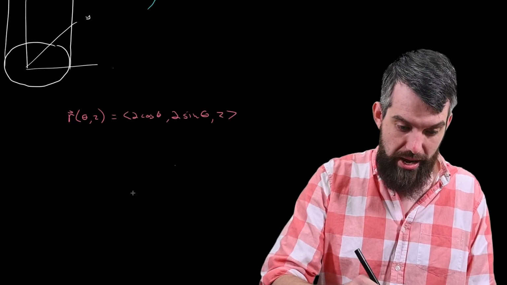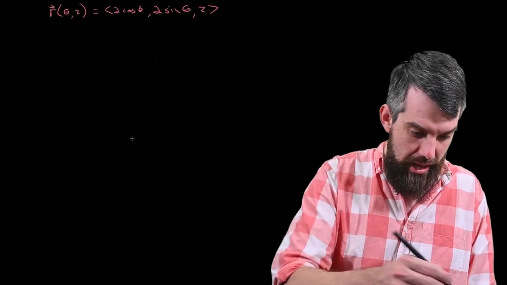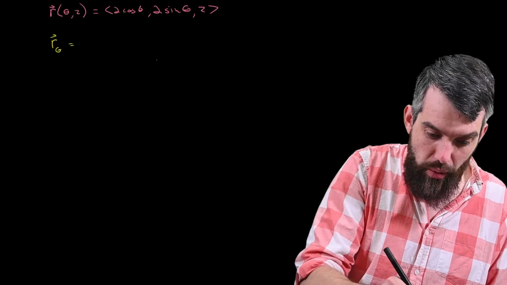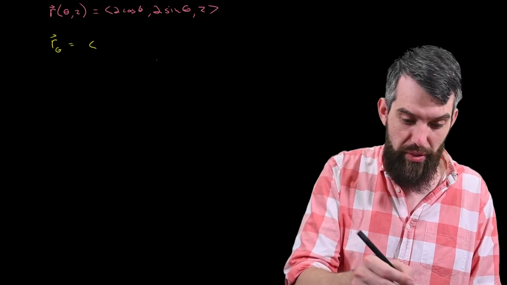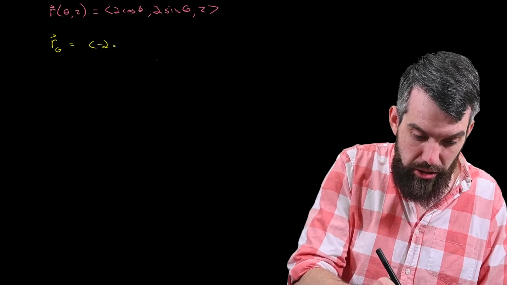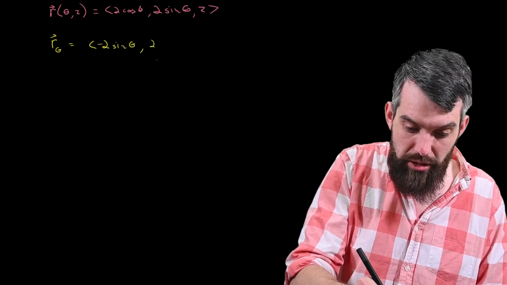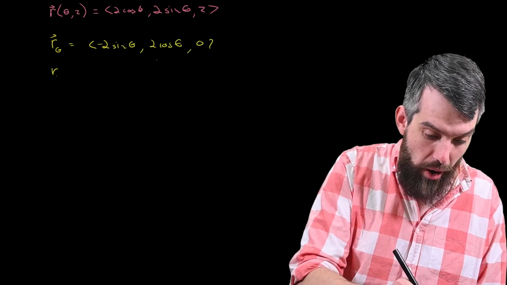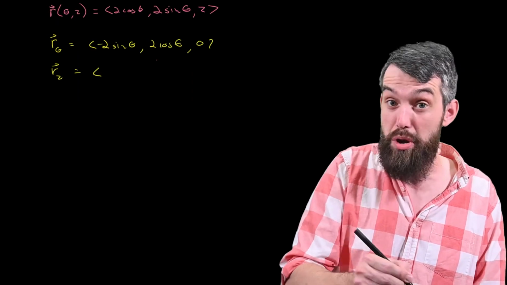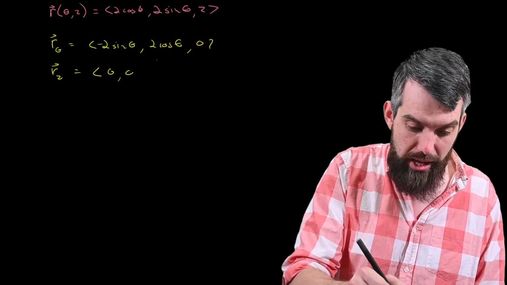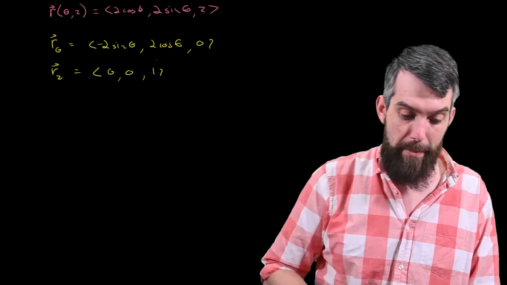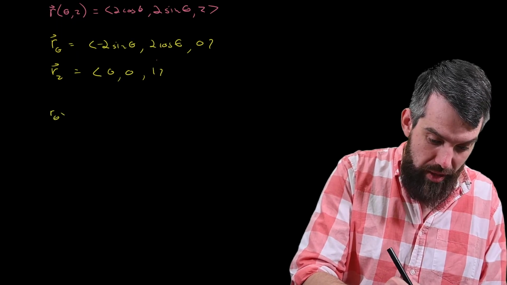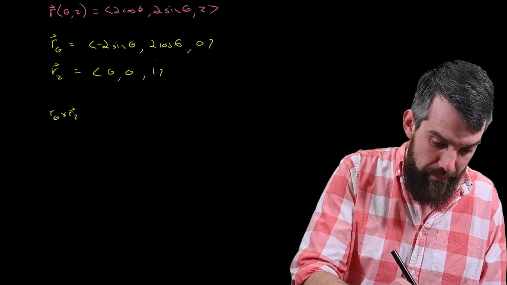So let me try and do that. I'm going to go all the way up here. I'm going to say that r theta is going to be the partial with respect to the first variable, theta, which is going to be minus 2 sine of theta, 2 cosine of theta, and 0. And then finally, rz is going to be, well, no z in the first component, so just 0, 0, and then 1. I need to then do the cross product of these 2 things, so that's r theta cross rz.